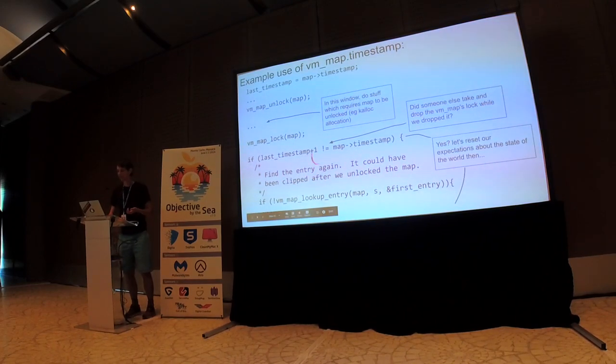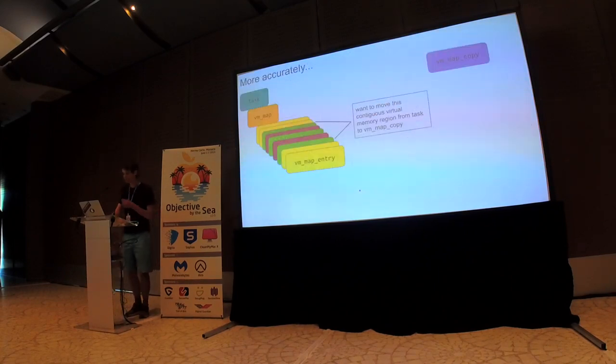And so it should be kind of clear where the bug is going to be. The bug is going to be, well, in this window, do some stuff which requires the map to be unlocked. Then, did someone race us? Well, okay, we detected that someone raced us, so we need to reset our expectations about the state of the world and try again. And it's obviously in this reset of what we think we know about the world where the bugs are going to be. So we'll look more accurately at a case where they are failing to accurately reset what they believe the state of the world should be, in this case in regard to a virtual memory operation which is supposed to have move semantics.